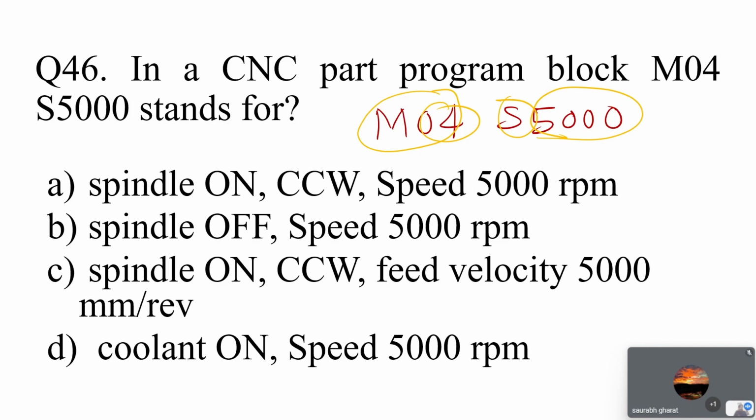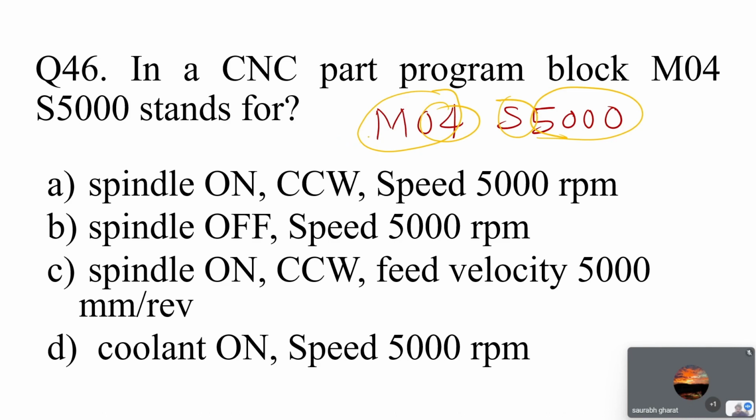If you go through the part, your M is the miscellaneous code, which is used for the spindle on and off part, and S is for rotation. So you can add the spindle rotation part here, the S code for this part. Okay, so M04 is for this part.